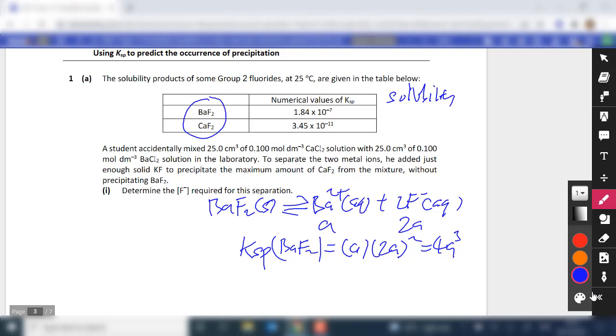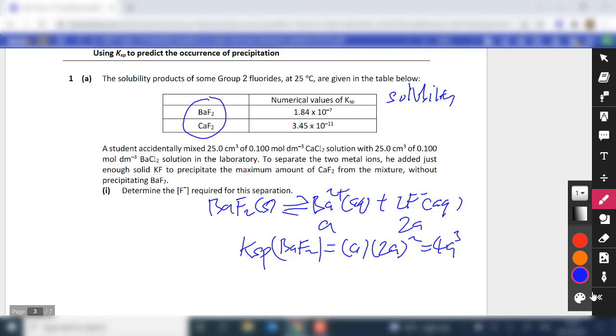For calcium fluoride, it will be the same thing. It will be 4B cubed in this case. If you were to divide by 4 and take the cube root, you should be able to get the solubility from the solubility products. And from there, you can easily tell that calcium fluoride will have a lower solubility as compared to barium fluoride. Some students normally think that if the solubility product value is lower, then it has a lower solubility. It need not always be the case. It really depends on the cation to anion ratio. So you can only compare them directly if they have the same cation to anion ratio.